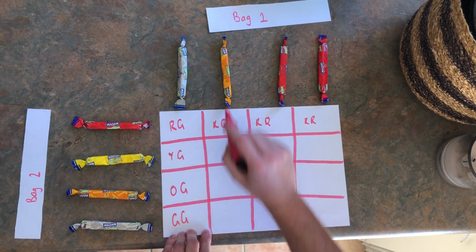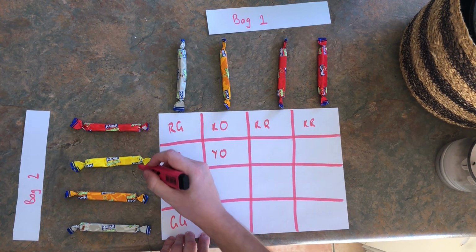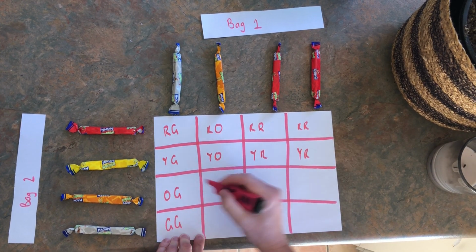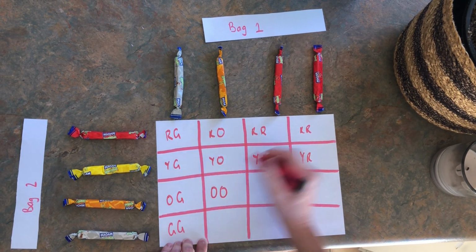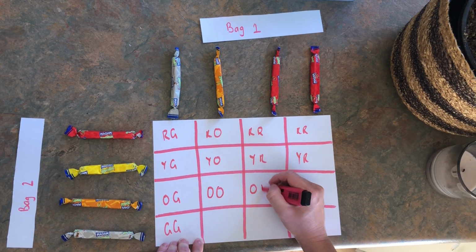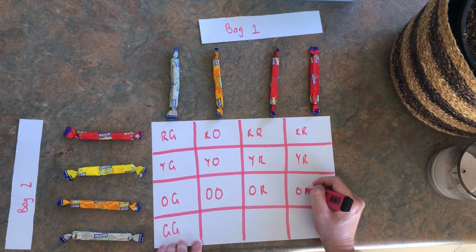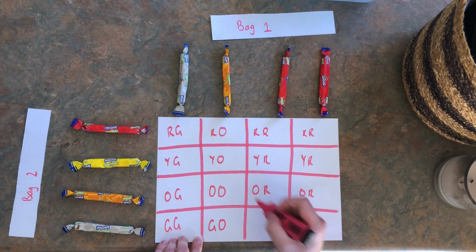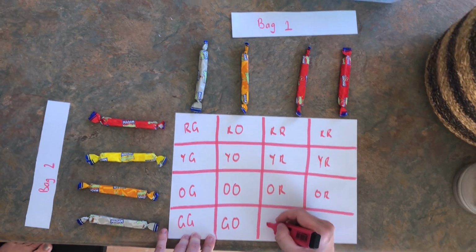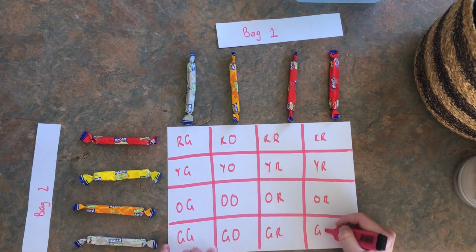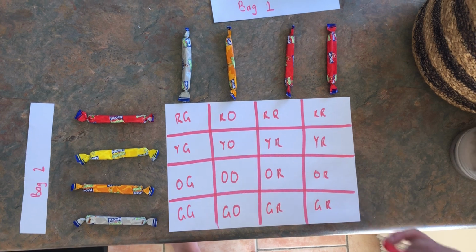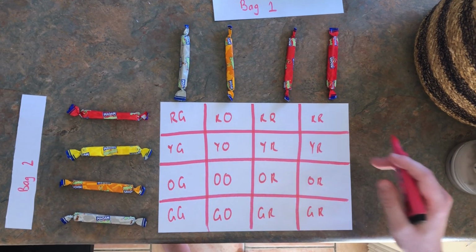Same along here, I've got yellow and orange, yellow and red, yellow and red, orange and orange, orange and red, and down along here, gray and orange. I've got gray and red, and I've got gray and red again. So now I can see that I've got 16 possible combinations for my lollies that I can pull out of my jar.